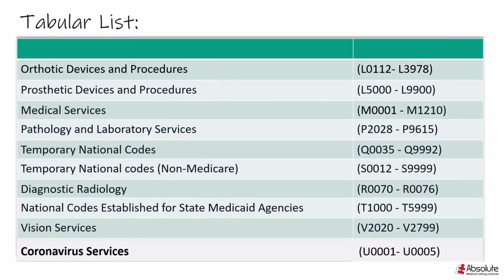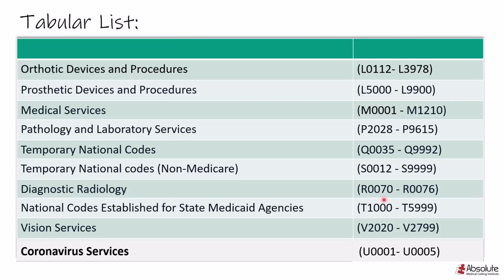Also, in the L category, you can find orthotic devices. Orthotics are used to align deformed body parts or correct them. Also, prosthetic devices and procedures are found in the L classification. You've got medical services in M, pathology and lab found at P. You have temporary national codes at Q, temporary national codes non-Medicare, S.